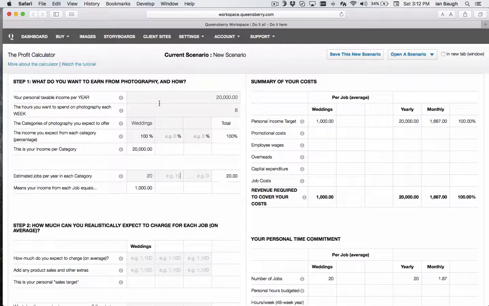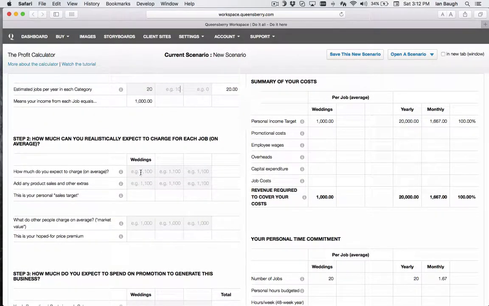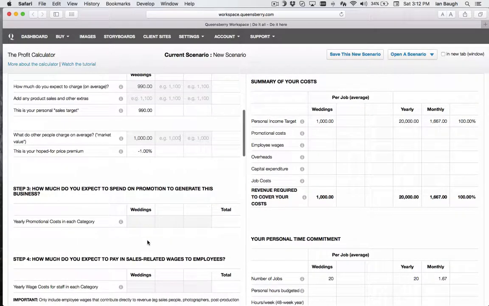Now this would look quite a lot more complicated if there was more than one category, but coming down to step 2 here, I'm going to say I expect to be able to charge $1,000, but I want to keep it a little bit below that, so I'm going to make it $990. But the market, I believe, earns $1,000. So we're charging slightly less.